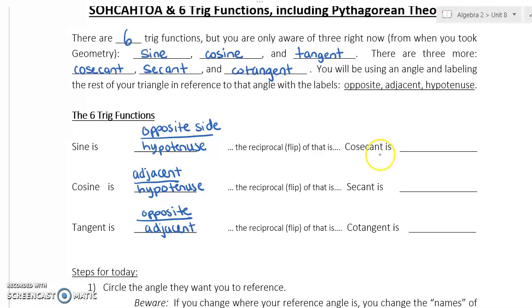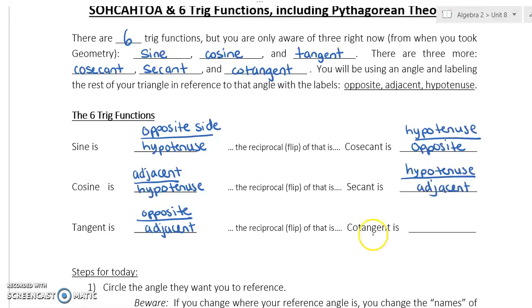So sine and cosecant are reciprocals, which means that cosecant is hypotenuse over opposite, which is the reciprocal of the sine. You can see the fraction has flipped. And then secant is going to be the reciprocal of cosine, so it is going to be hypotenuse divided by the adjacent side. And then cotangent will be the reciprocal of tangent, so it would be adjacent divided by the opposite side. Alright, so we're going to be referring back to this a lot.